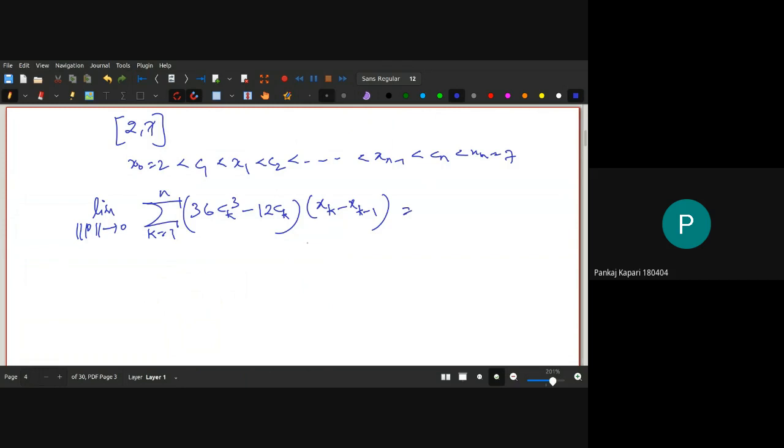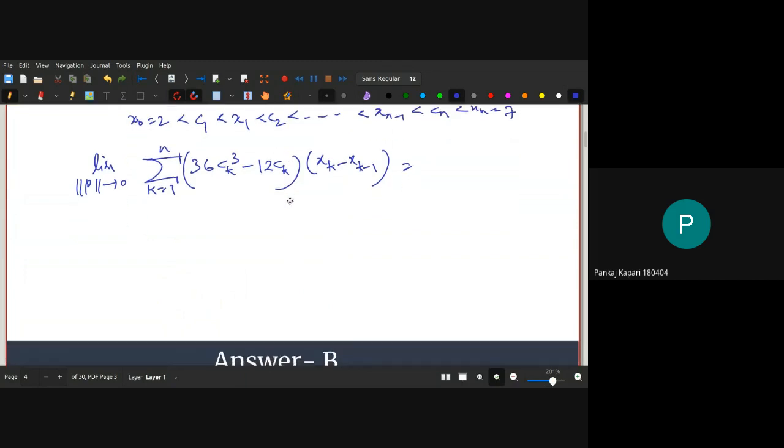Now we have already seen that this is a Riemann sum for some function. So what function is that? That we have to find out. You have seen that this factor is just the length of each subinterval, and these are f of c_i's. So from here we can guess that f(x) must be 36x cubed minus 12x. So this is our f(x), which we can also write, taking 12x common, as 12x times (3x squared minus 1).